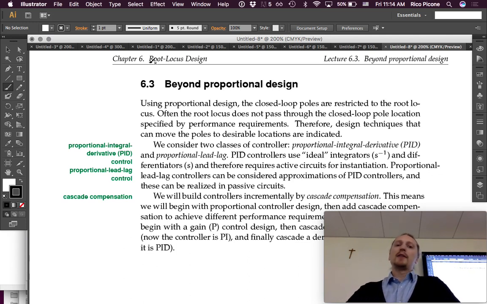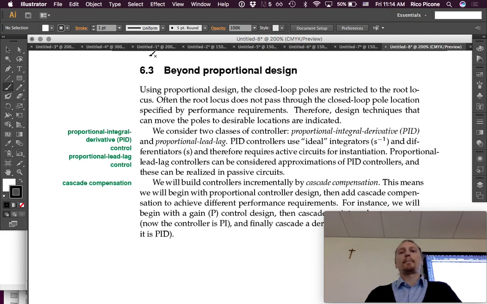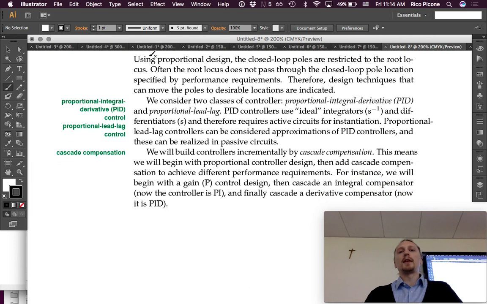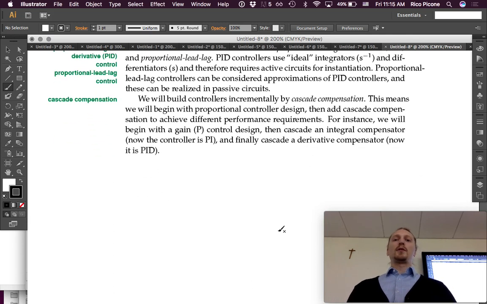Proportional lead lag controllers can be considered approximations of PID controllers, and these can be realized in passive circuits, so there is some advantage in certain applications for that as well. But we will build controllers incrementally by cascade compensation. This means we will begin with proportional controller design. So let's remember what that looks like.